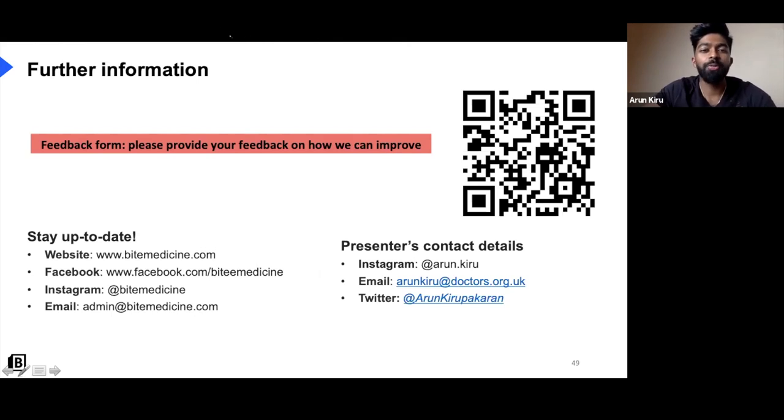I just want to know, did that anatomical bit at the start help, or was it a bit complicated, or was it not really necessary?